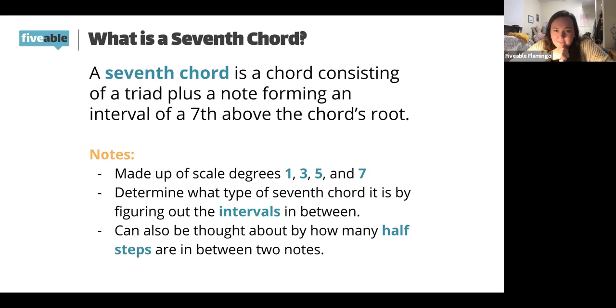So what is a seventh chord? A seventh chord is a chord consisting of a triad plus a note forming an interval of a seventh above the chord's root. Previously we had just been using scale degrees 1, 3, and 5 to form a triad. But now we're going to be using 1, 3, 5, and 7.